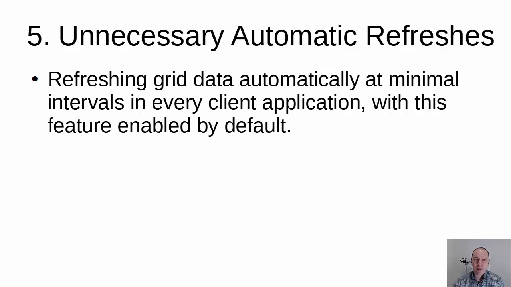Anti-pattern number 5 is unnecessary automatic refreshes. The idea of this anti-pattern is really simple. Imagine that you have something to refresh, like a schedule or some queue, and every application does a query to some table or to some procedure or other logic to get updated information about some process. And it is done at some specified interval.